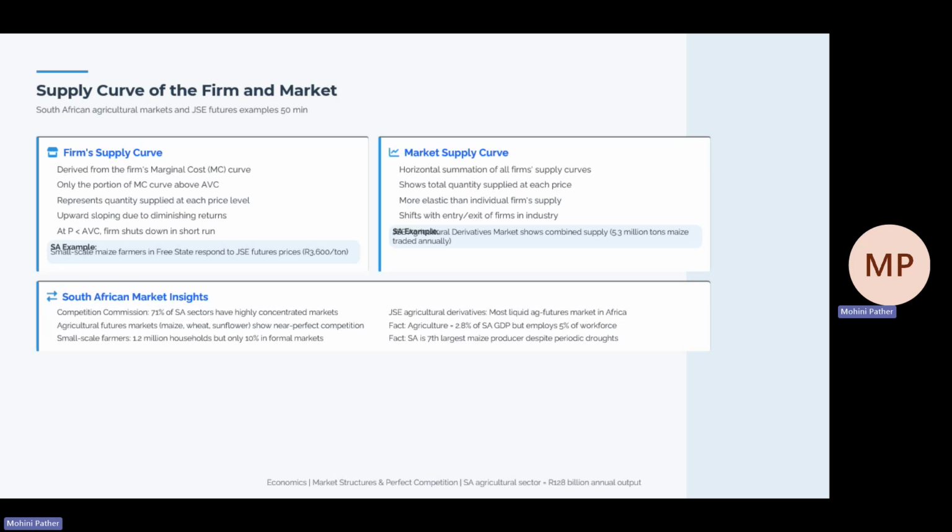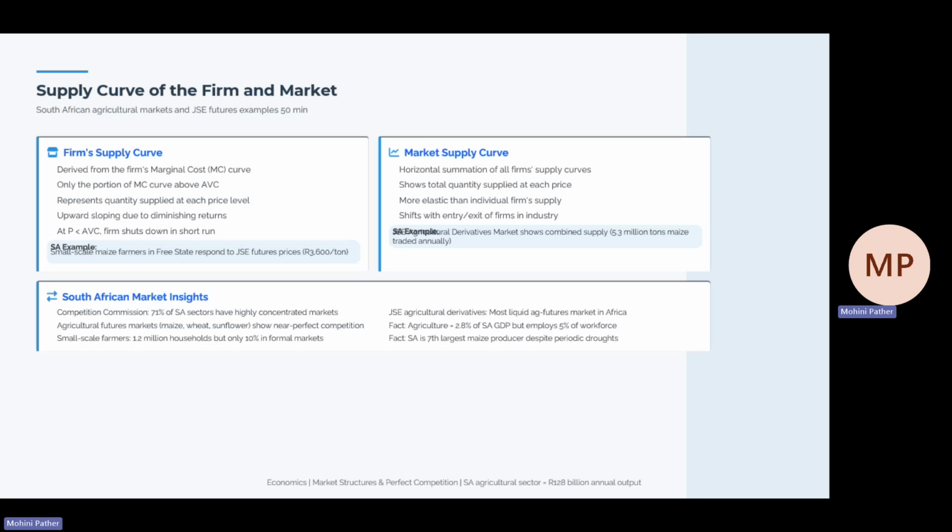According to the Competition Commission, 71% of South African sectors have highly concentrated markets. The agricultural futures market comprises maize, wheat, sunflower, those are the things that you can buy ahead of them actually being produced. Okay, so the yield is more predictable. They show near perfect competition.